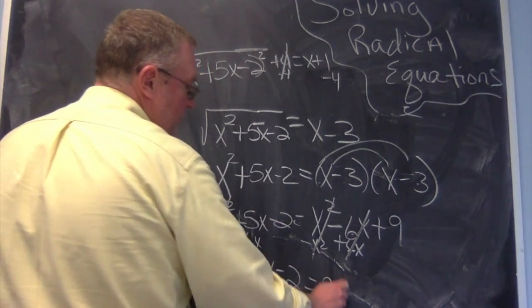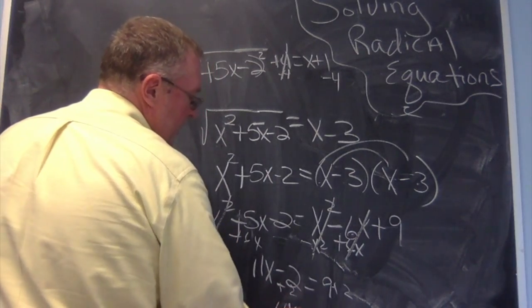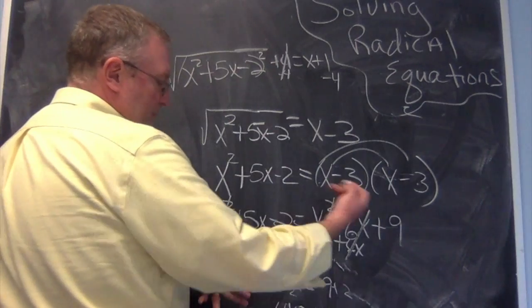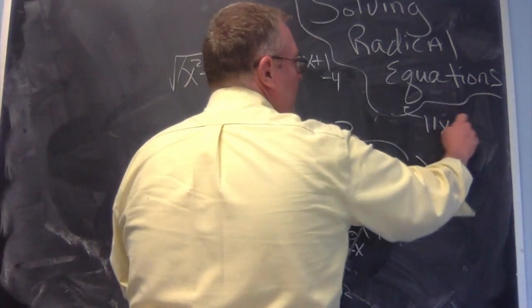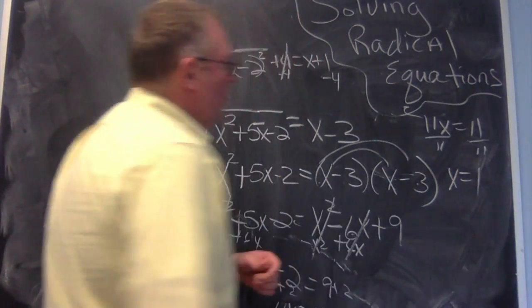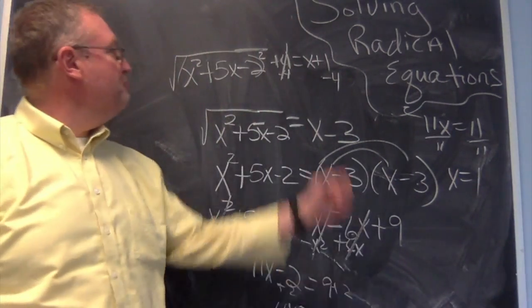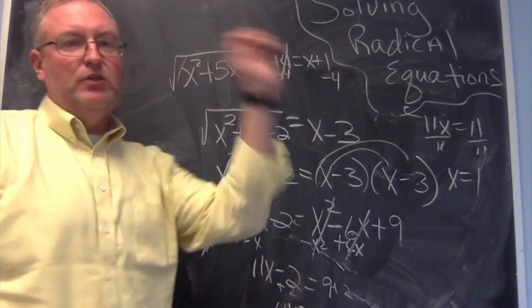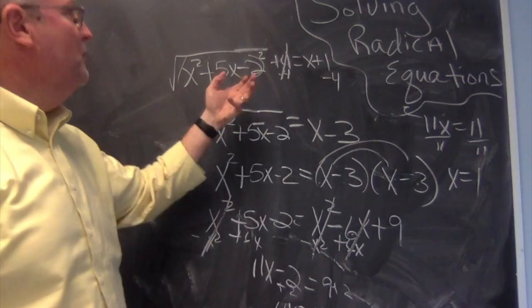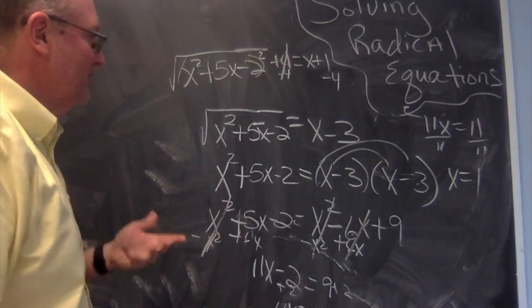I'm going to add 2, 11x equals 11. Can you still see that? Barely. All right, and then I'll jump over here. 11x equals 11. Divide by 11. X equals 1. Don't you love a problem like this? But if you go back and fill in ones instead, you'll find the answer.